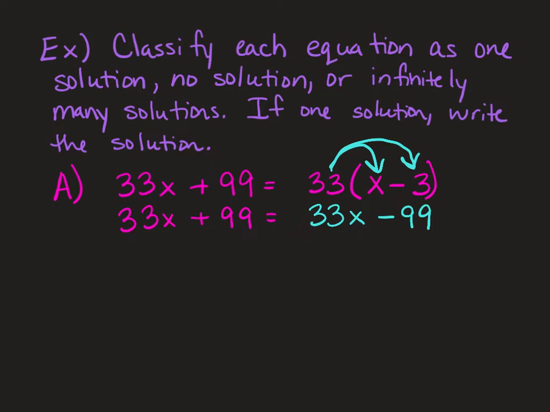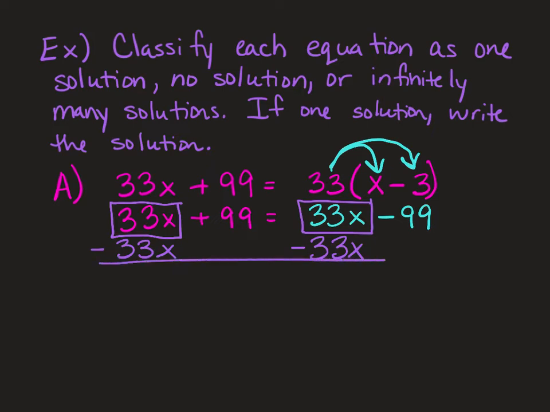Now we have a variable on both sides. So we box those in, and we want to get rid of one of them. I'm going to get rid of this 33x by subtracting 33x. What I do to one side, I must do to the other. Since both sides have a term positive 33x, when we subtract 33x from both sides, they both cancel out. And we end up with positive 99 equal negative 99. So we have a number equal a number. It's false, so there's no solution.